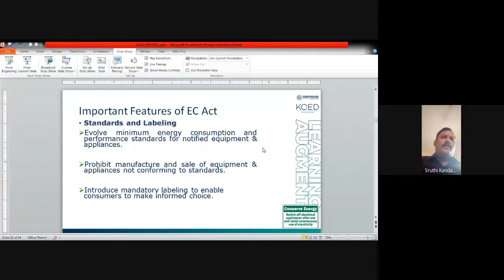Next one, prohibit manufacture and sale of equipment and appliances not conforming to standards. Nowadays, refrigerators, washing machines, air conditioning machines have some star rating, 5-star rating, 4-star rating. So as the star rating increases, it is an energy efficient equipment. So it will consume less power and the output will be more. Likewise. So the next one is to introduce mandatory labeling to enable consumers to make informed choices.